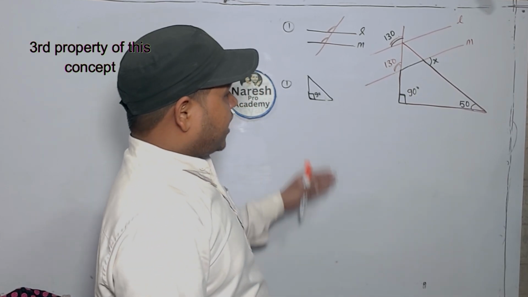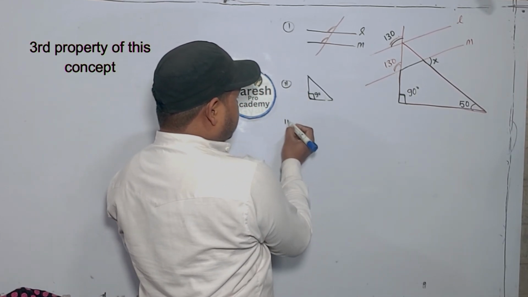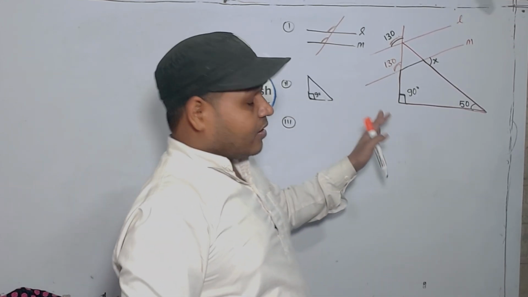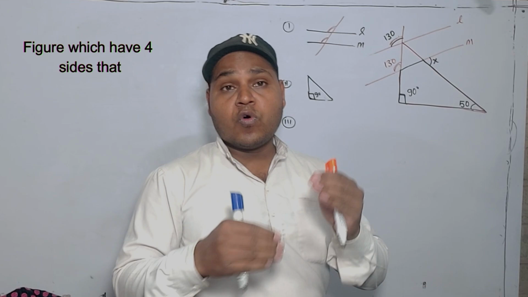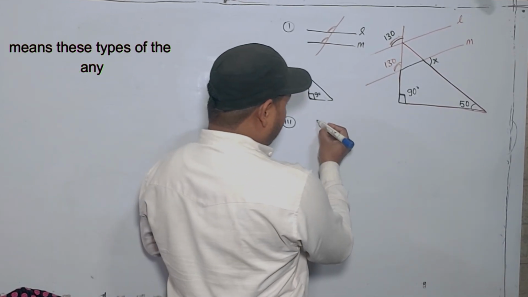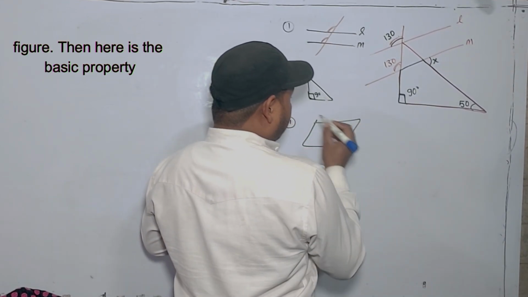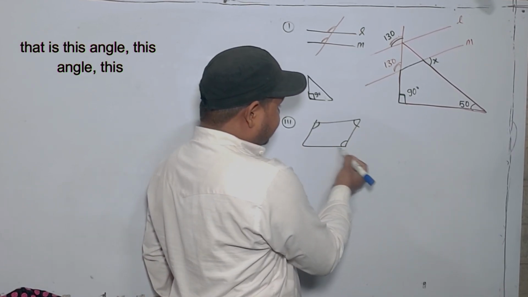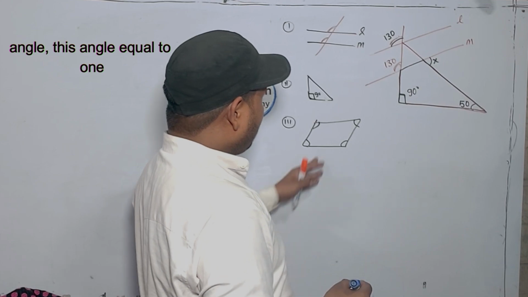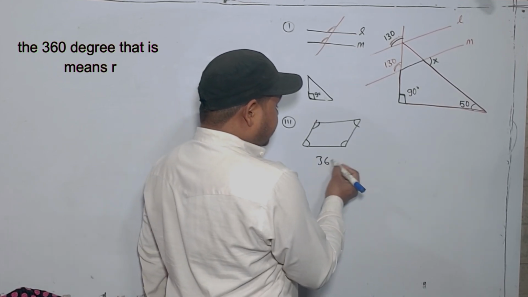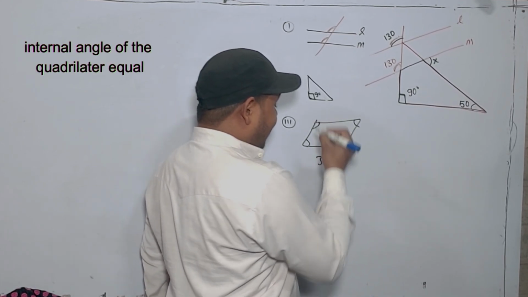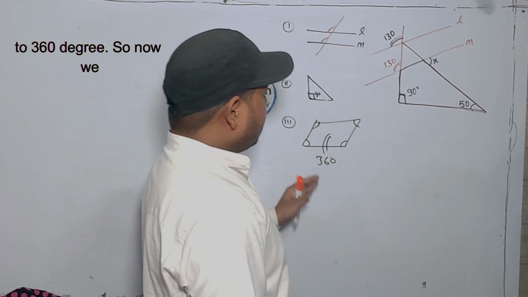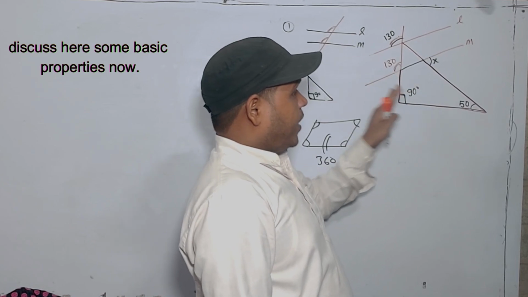Now we discuss the third concept, the quadrilateral. A quadrilateral means a figure which has four sides. That means any figure of this type. Here the basic property is that this angle, this angle, this angle and this angle add up to 360 degrees. That means all internal angles of a quadrilateral equal 360 degrees. So now we have discussed some basic properties.